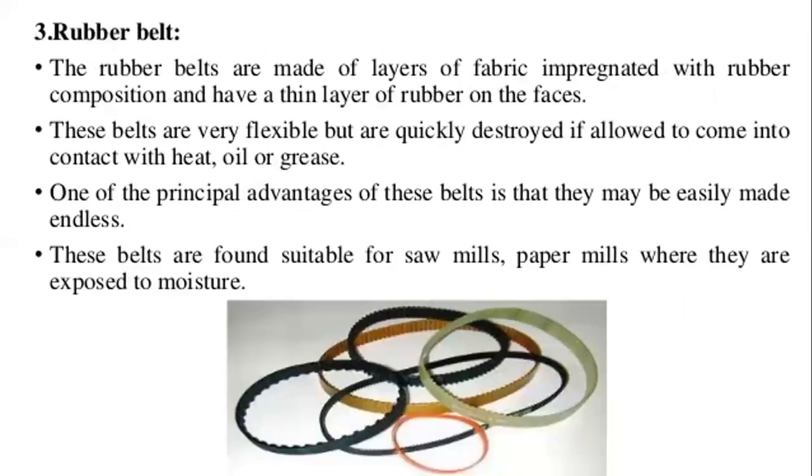Next one is the rubber belt. The rubber belts are made of multiple layers, which are of fabric impregnated with a rubber composition. Impregnated means, as we have already studied, that it is mixed with another composition. That is, mixing of composition is called impregnation.